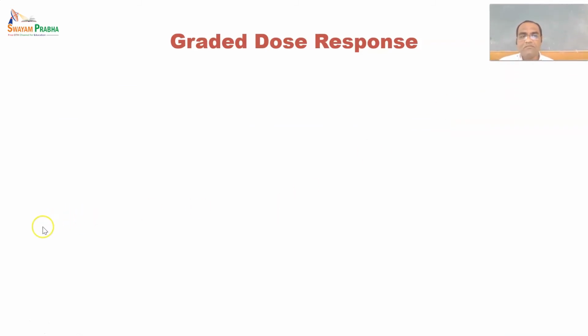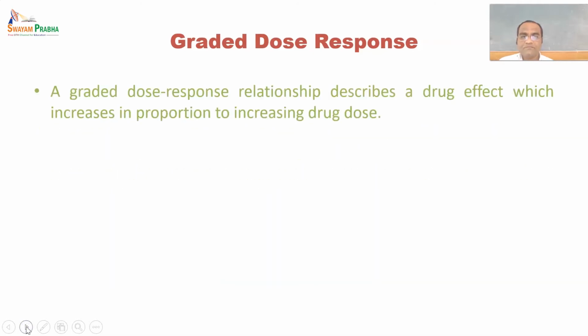Now we'll see the first part of dose response relationship, that is the graded dose response. A graded dose response relationship describes a drug effect which increases in proportion to increasing drug dose. In the earlier graph also we have seen that as the concentration of drug increases, the graph shows a sigmoid shape and the response also increases, and that is said to be a graded dose response relationship.